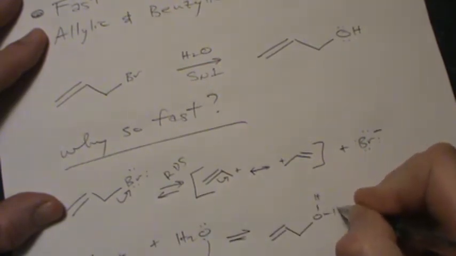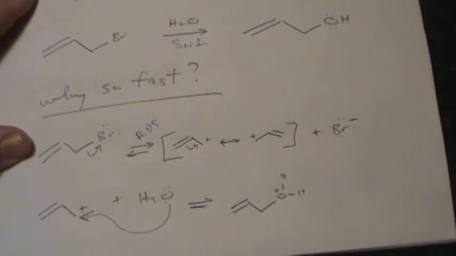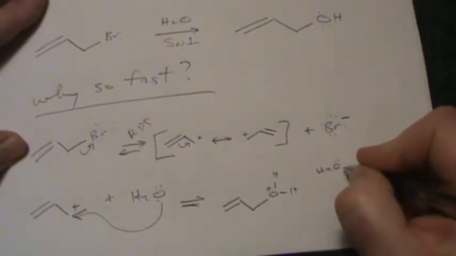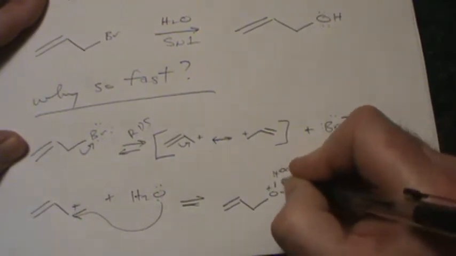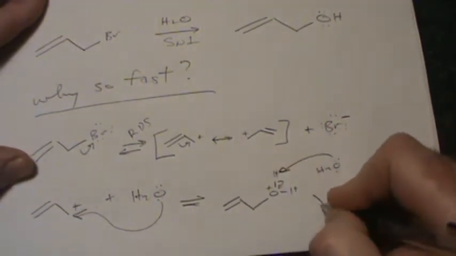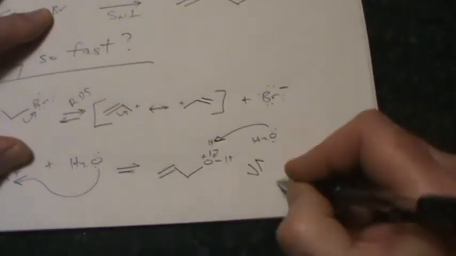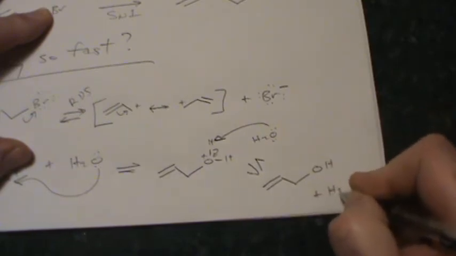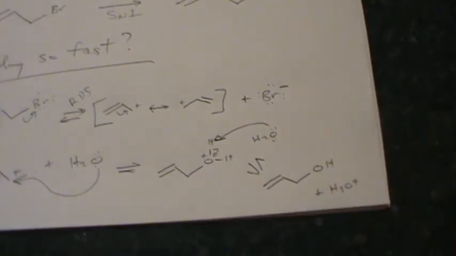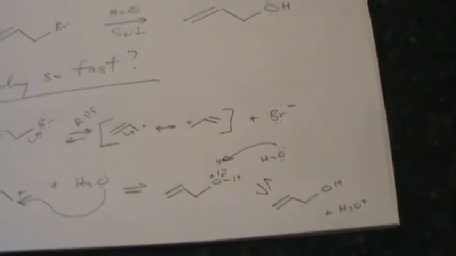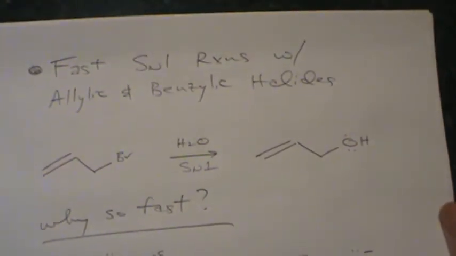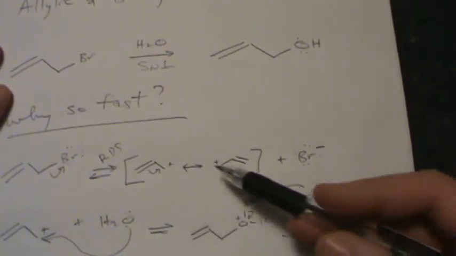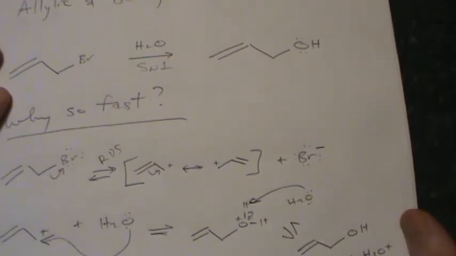Initially to form this oxonium ion, which we're so familiar with, and then another equivalent of water comes along, picks up the acidic proton, and we generate the final product. So the fast SN1 reaction involving an allylic system is clearly fast because of the resonance delocalized nature of this allylic conjugated cation.